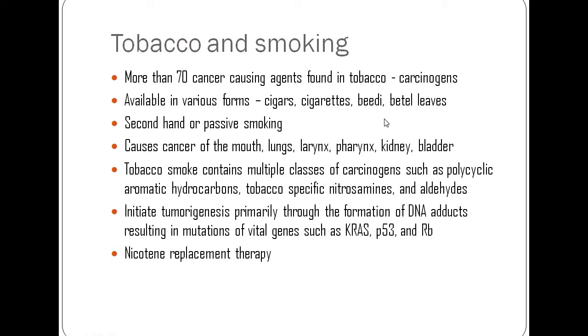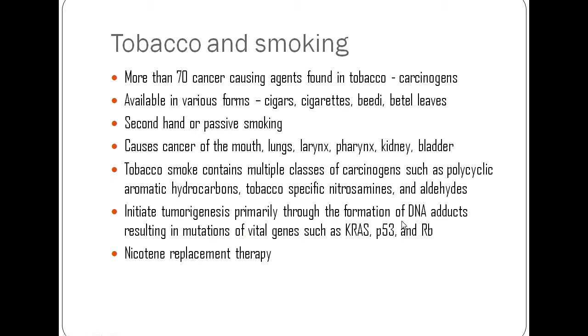Okay, so both smoking and chewing are known to cause different forms of cancer, starting from the mouth, that is oral cancer, to the larynx, pharynx, lungs, kidney, and bladder. Okay, so what does this smoke actually do? It is known to cause mutation, or it has the ability to form DNA adducts.